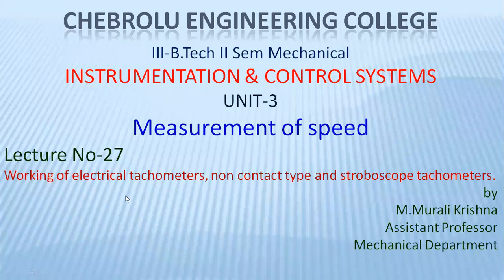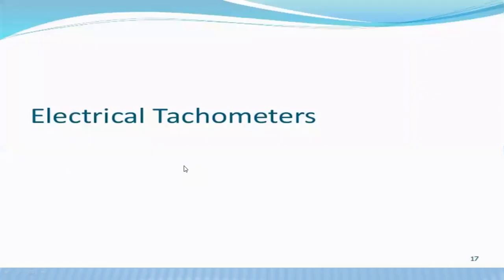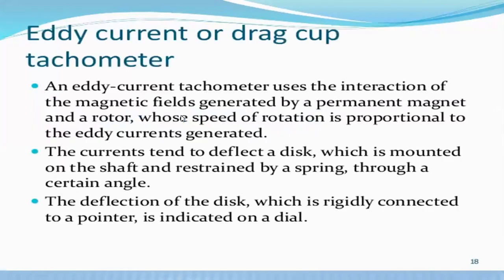In this class, we will see the working of electrical tachometers, non-contact type, and stroboscope tachometers. First of all, we can see electrical tachometers. What are electrical tachometers, what are the different types of electrical tachometers, and what is the process and working of these tachometers? Electrical tachometers have different types: AC current type and DC current type.